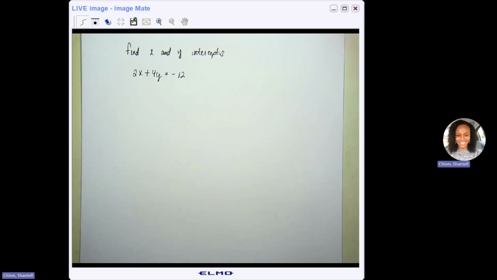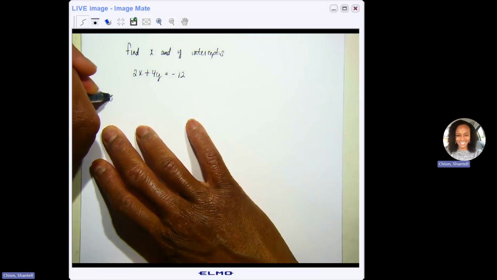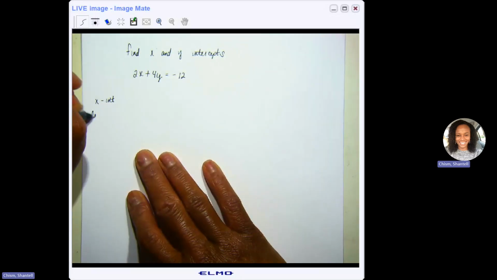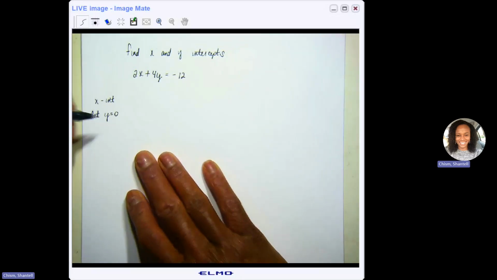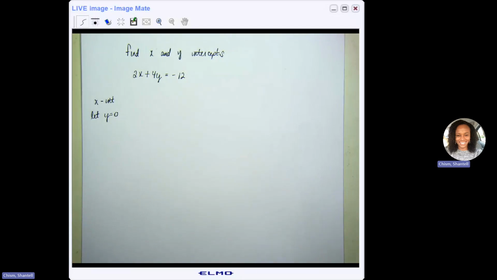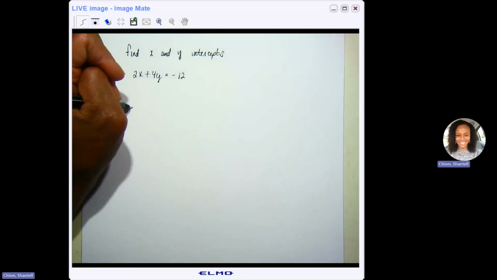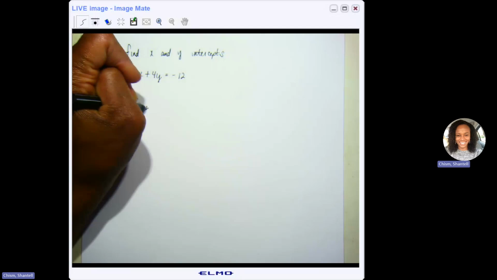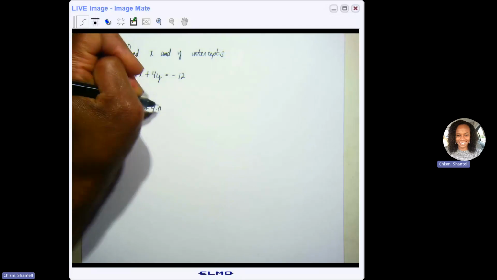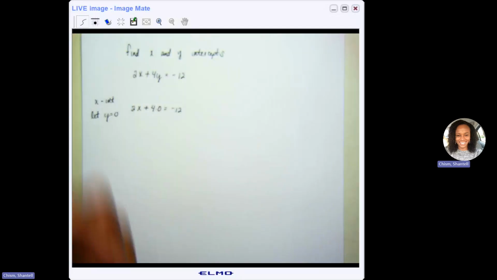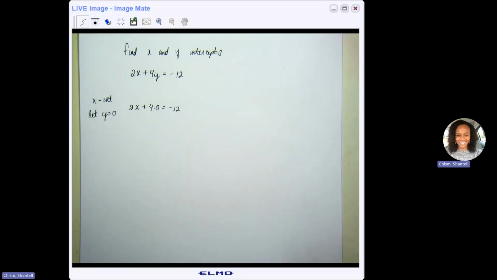The line is 2x plus 4y equals -12. So let's say we get the x-intercept first. To get the x-intercept, we have to let y equal 0, okay? So we're going to take that same equation, but where we have y, we're replacing it with 0. So we've got 2x plus 4 times 0 equals -12. Sorry if it's a little blurry.